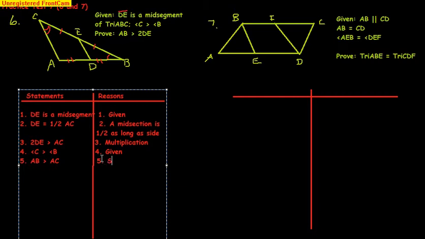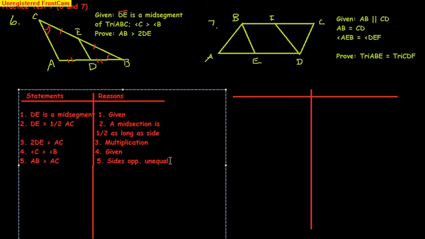The reason is sides opposite unequal angles are unequal. And all we have to do in our last step is an easy substitution. We could say AB is greater than, we know this is going to be the last step because that's what we're trying to prove, 2DE. And that is substitution.